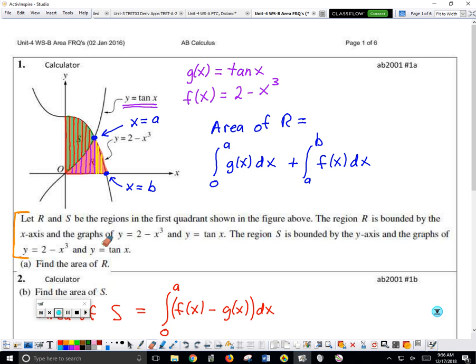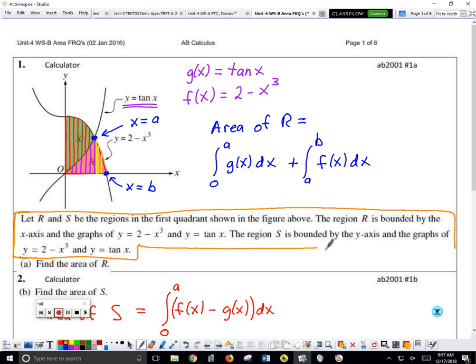Good? Awesome. Okay, we're supposed to find, it says here, R and S are the regions in the first quadrant shown here. Region R is bounded by the x-axis and the graphs of this and this. So they give a description. All FRQs on the AP Calculus test begin with a piece of information. There's never a question within the information. It's just data. So you never have to look for a question in that box. The questions on the FRQ are always labeled A, B, C, D.